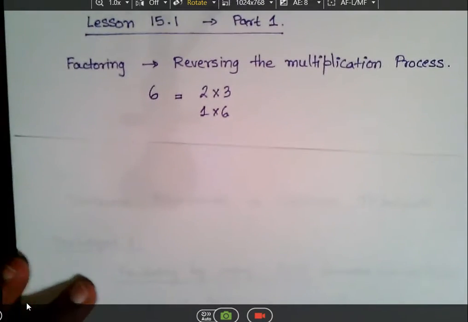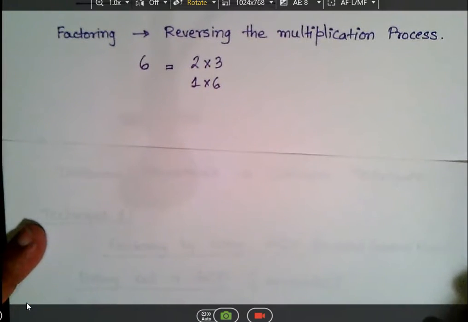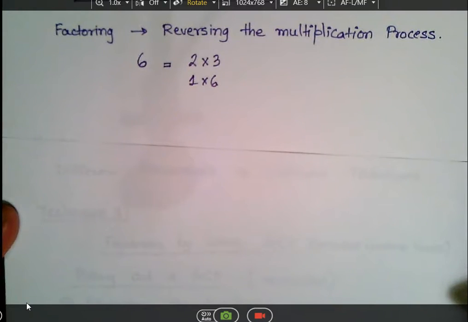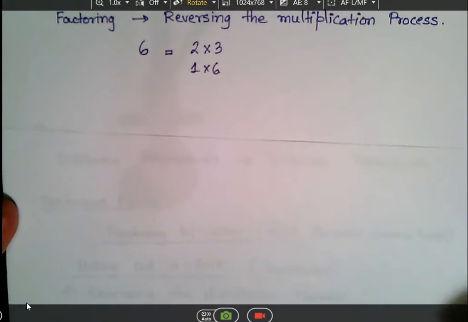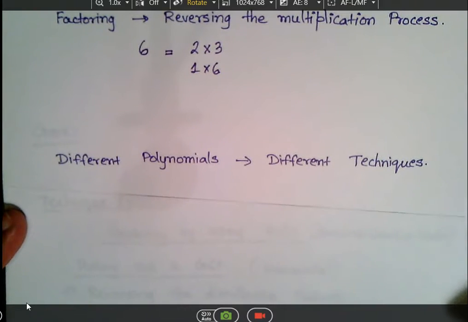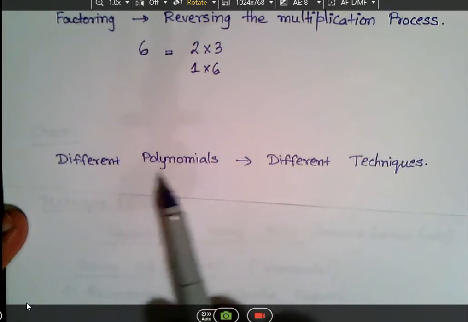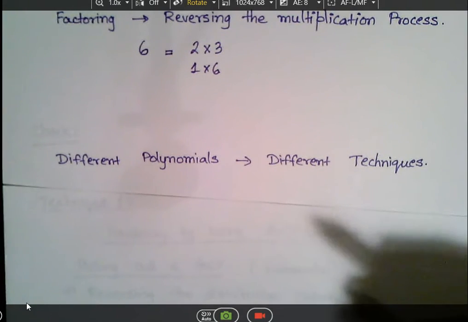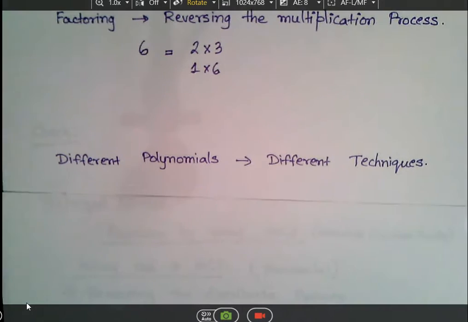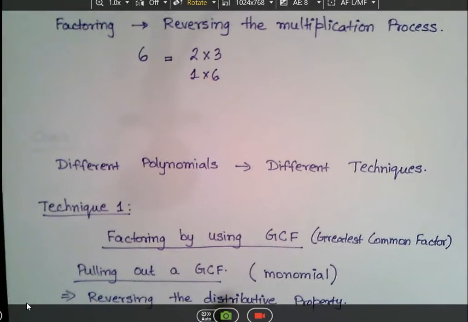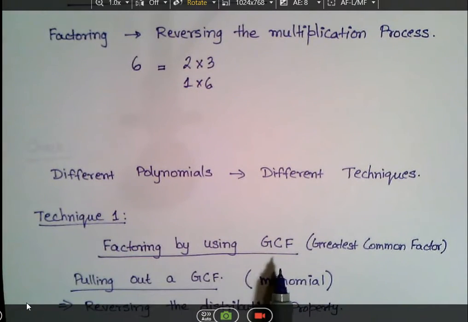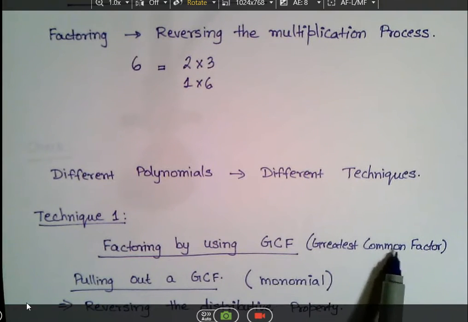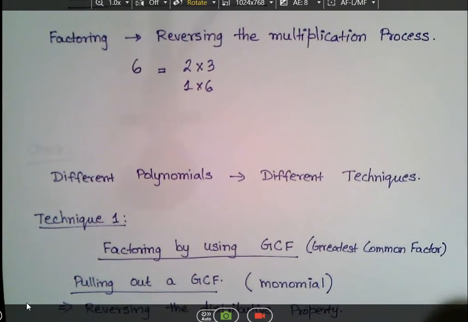So when I talk about factoring polynomials, I'm trying to find the two or three polynomials that multiply to give me the product, which is my polynomial that I'm going to factor. All right. So we talked about different polynomials. For different polynomials, we can use different techniques. One technique or more than one technique put together will help us factor that polynomial. So technique number 1 is factoring by using a GCF, meaning a greatest common factor. I'm going to be pulling out a greatest common factor, which is usually a monomial. So from the polynomial, I'm going to pull out a monomial.